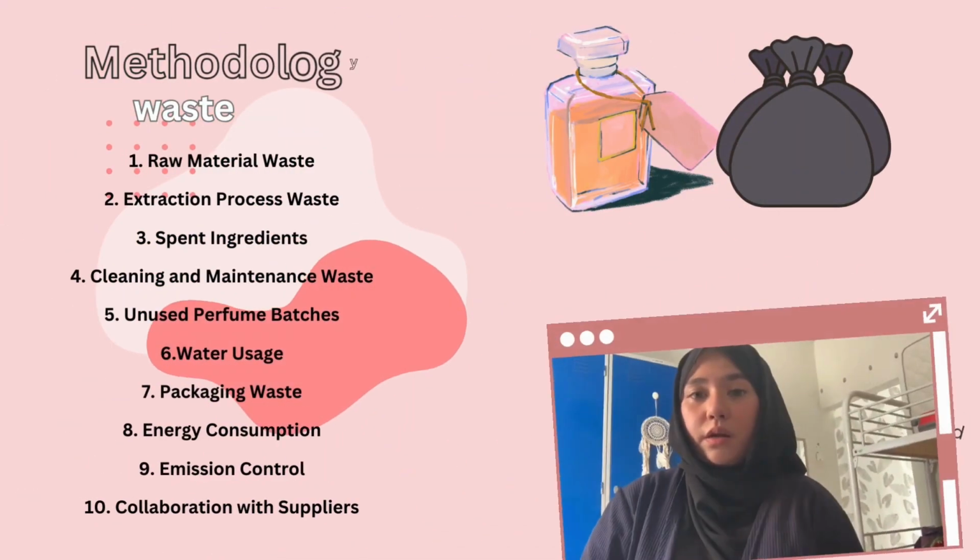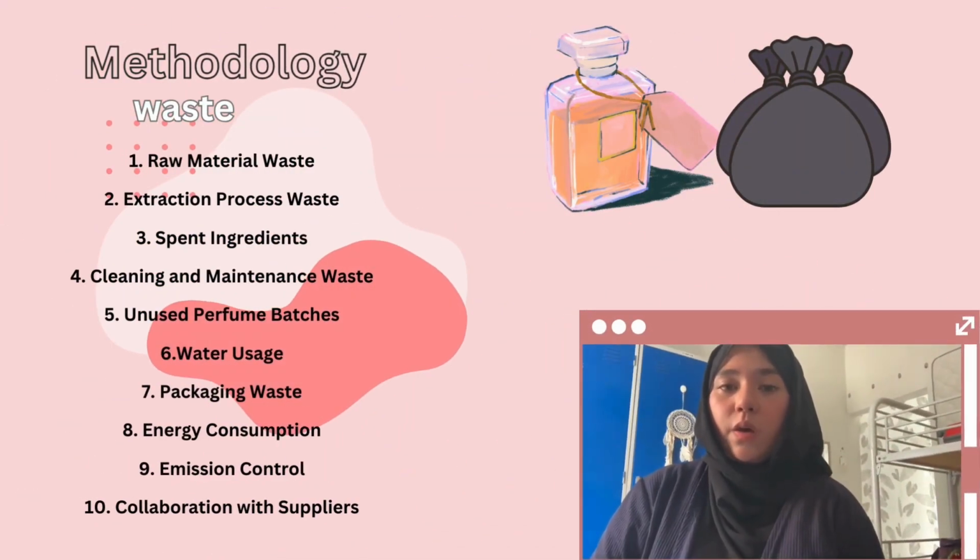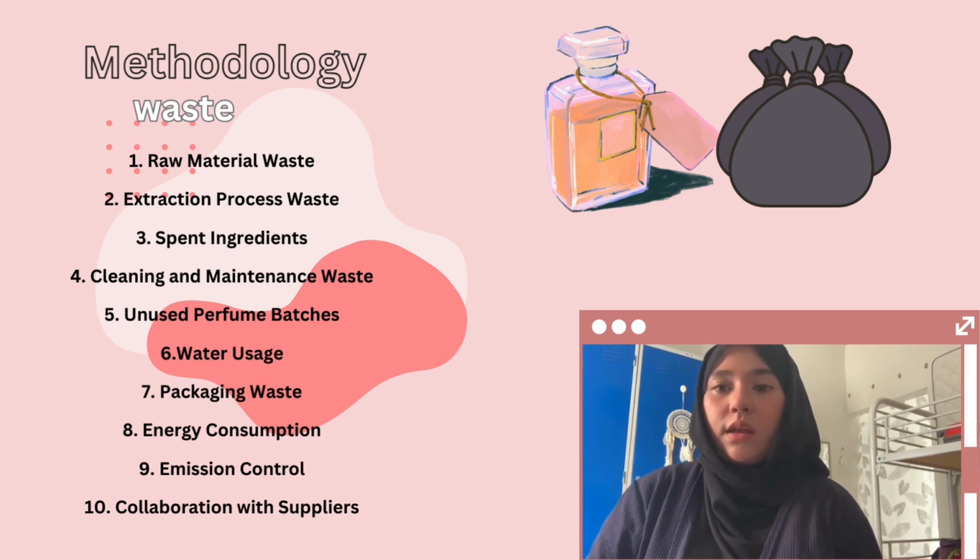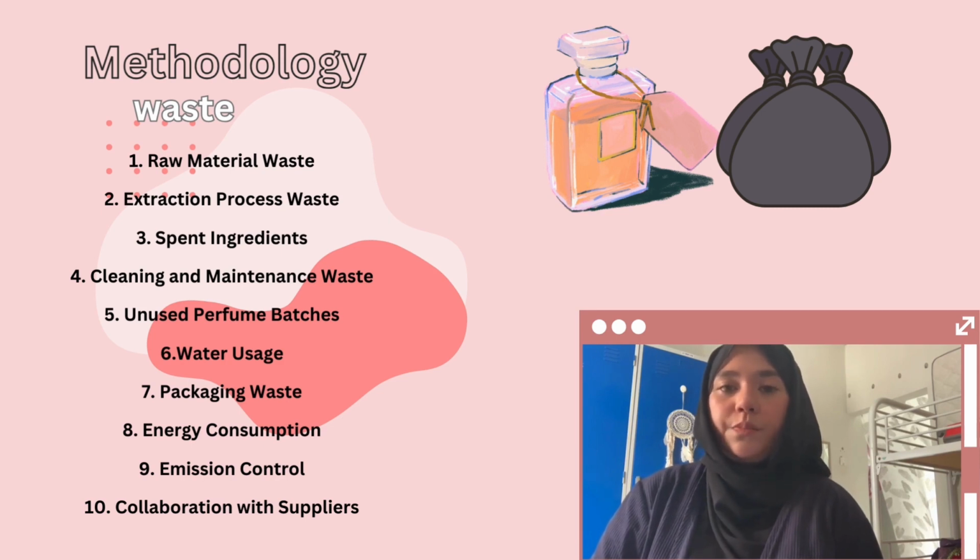And the last part of the method is waste. Waste collection and management play pivotal roles in ensuring sustainability and minimizing environmental impact. One key aspect is the efficient handling of raw materials, aiming to reduce excess and carefully store or repurpose unused ingredients. Throughout the extraction process of essential oils and aroma chemicals, efforts are made to minimize waste generation.